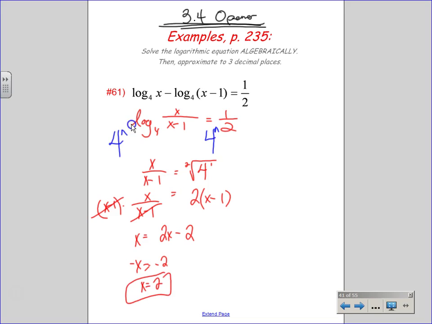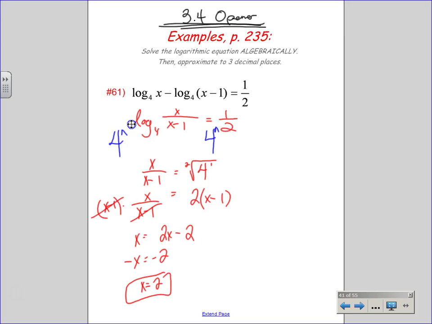Who got 2? My equals sign kind of was disturbing. Let's get rid of that. But subtract 2x. Divide or multiply both sides by a negative. x equals 2. Who got it? Give me a thumbs up. Okay.